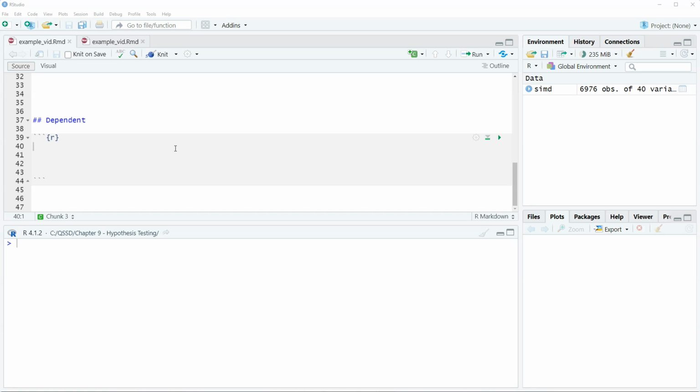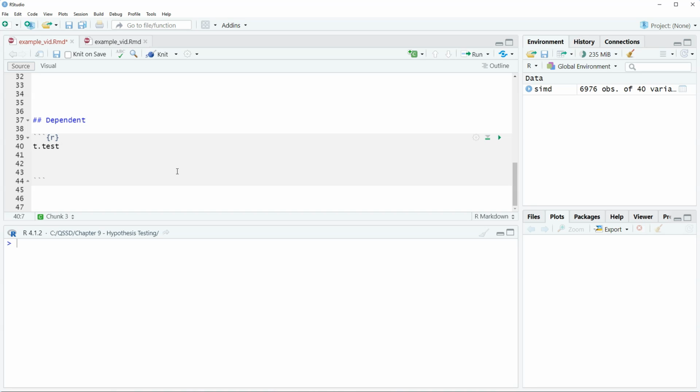What we're going to do is compare the means of standardized mortality ratio and standardized emergency stays in the hospital in the SIMD data. I'm going to compare the means to see if they're significantly different.